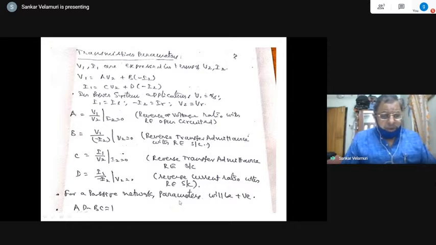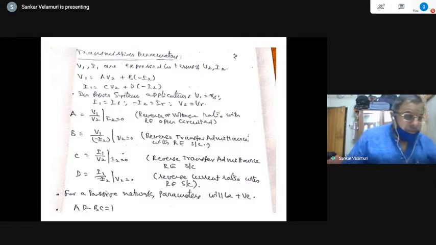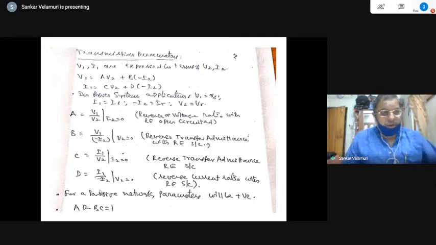And for a passive network, the parameters will be positive. And AD minus BC is equal to 1. That is a standard relationship. This is one of the important relationships for transmission networks. It always has to be satisfied for a passive and reciprocal network.